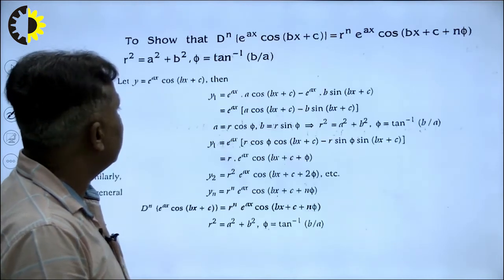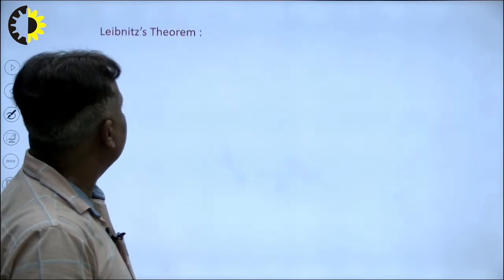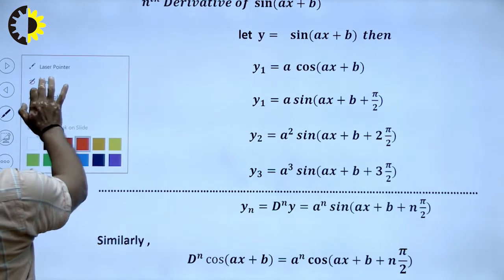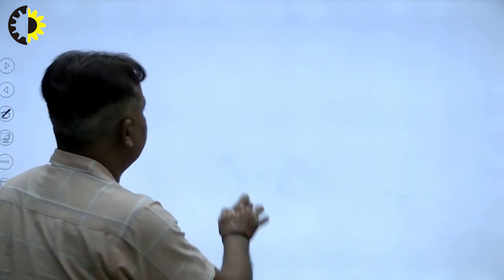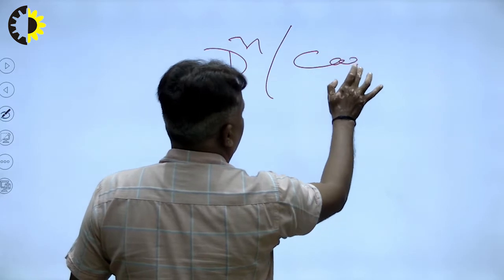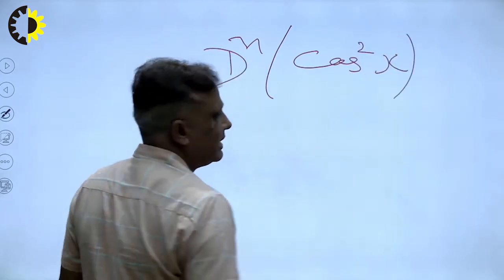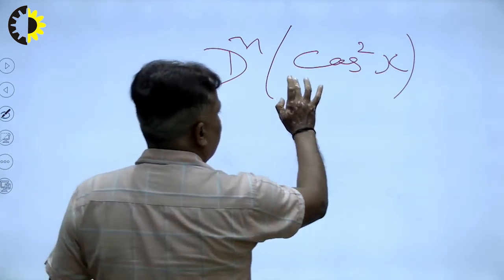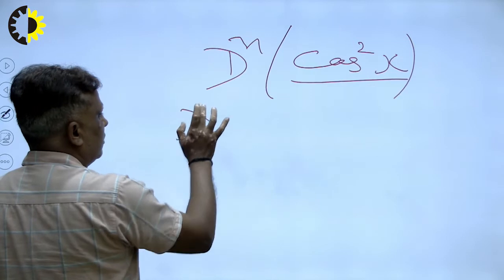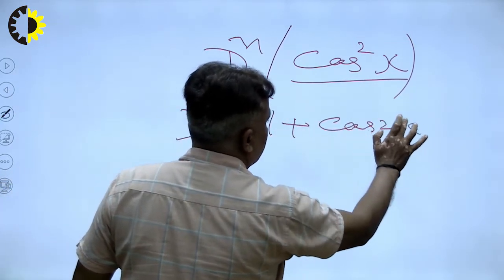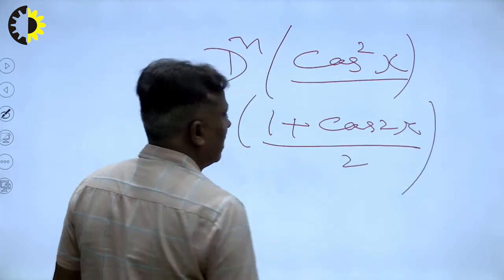So what will be the formula? Suppose I want to calculate the nth derivative of such a type of problem. So how to calculate here? Suppose I want to calculate the nth derivative of cos² x, but I have studied here only cos ax. So first of all, convert the remaining portion into a formula. So dⁿ of (1 + cos 2x) divided by 2. So this is the formula for our problem.